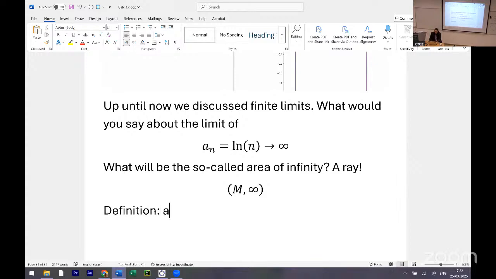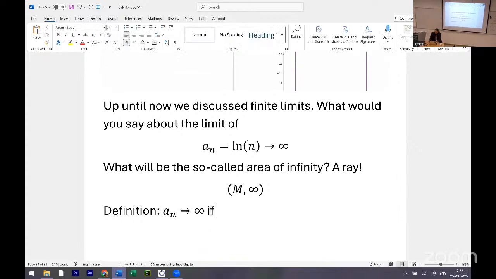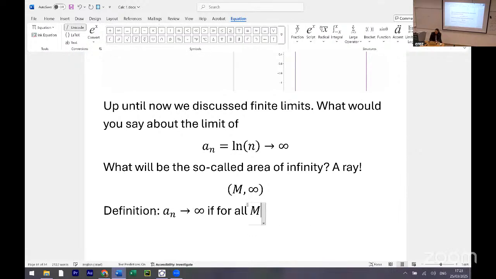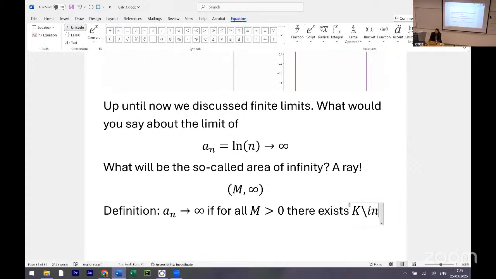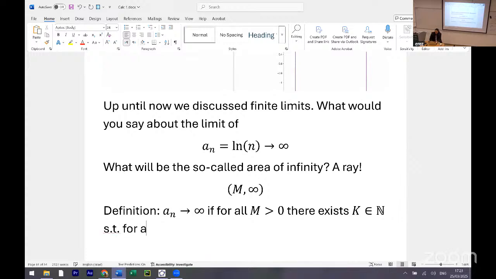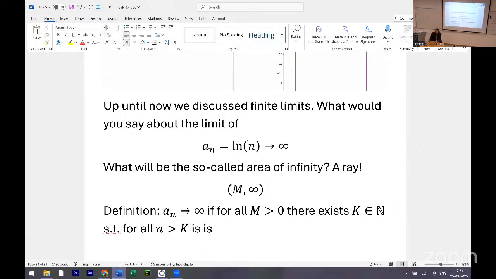So, definition. The sequence a_n tends to infinity if for all M, I usually like positive M's even though we don't have to, there exists K, natural K, such that for all n larger than K, it is true that, who can finish my sentence?